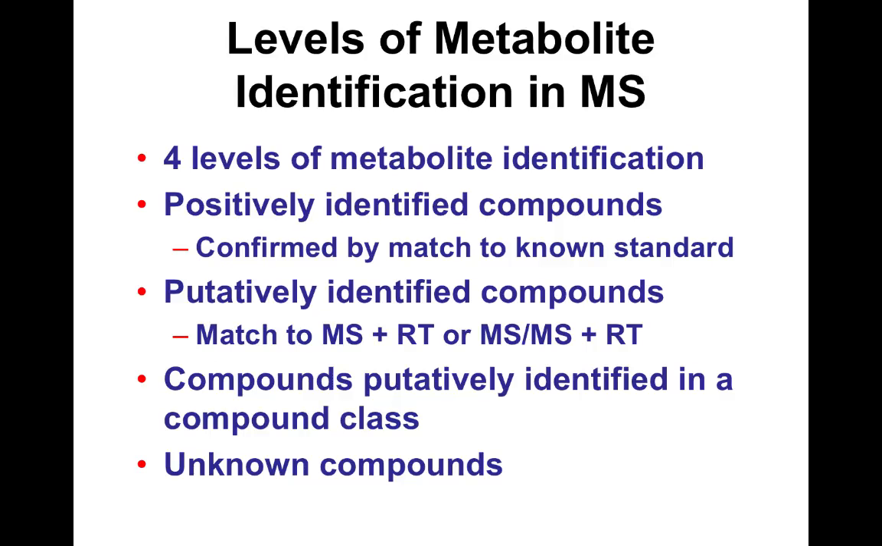Now, at this point, it's probably useful to remind people about levels of identification that are used in metabolomics, and particularly as it relates to mass spectrometry. So the Metabolomics Standards Initiative from about 10 years ago identified 4 levels of metabolite identification. The highest level are the positively identified compounds. Those have to be confirmed and matched to a known standard, so it means physically having this known standard in your freezers and running it. Most of us never do that.